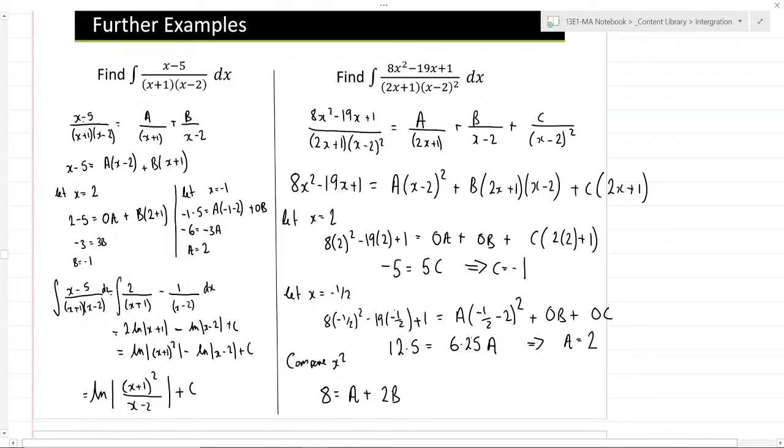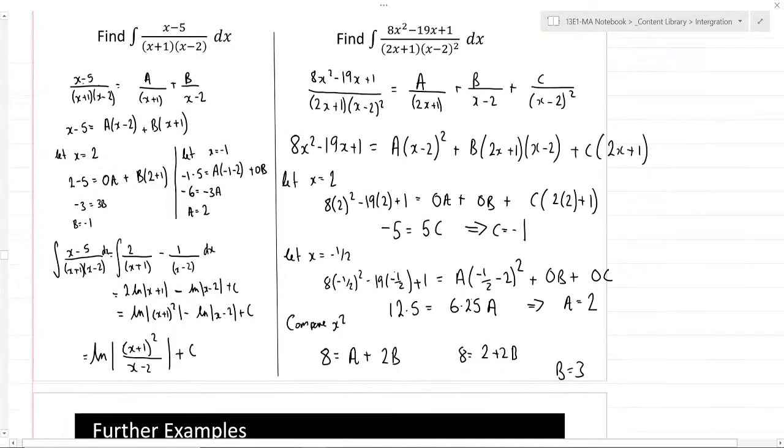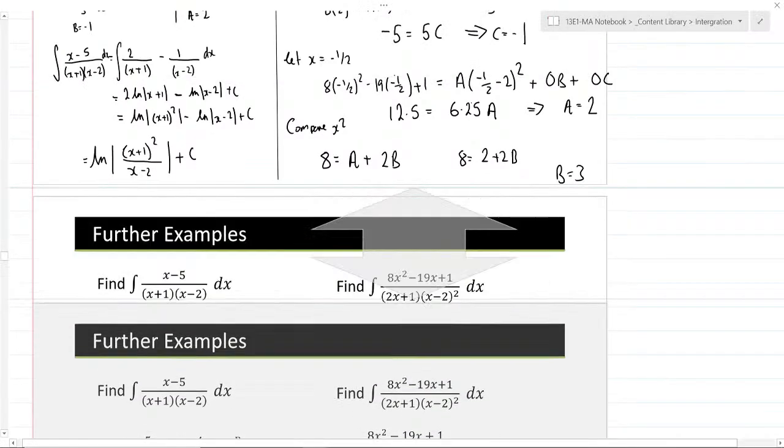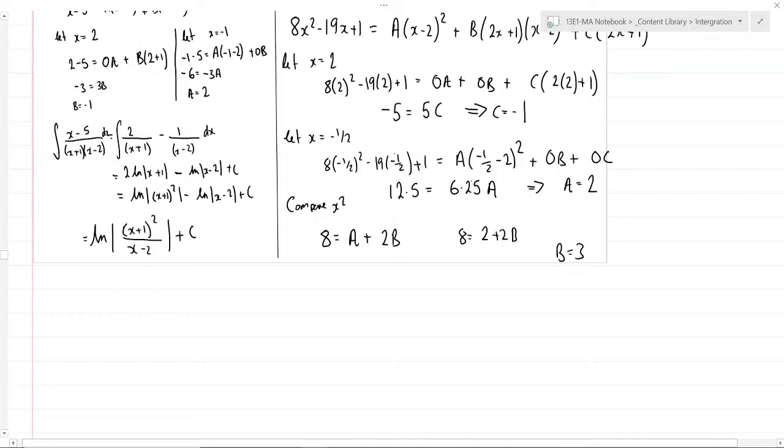And then all we need to do is to sub in a to find out what b is. So this is going to be 8 is equal to 2 plus 2b. So then take away the 2, which is 6, divided by 2, b is equal to 3. Still not finished, because that's only given us our partial fraction, hasn't it? So we've now got to actually integrate this.